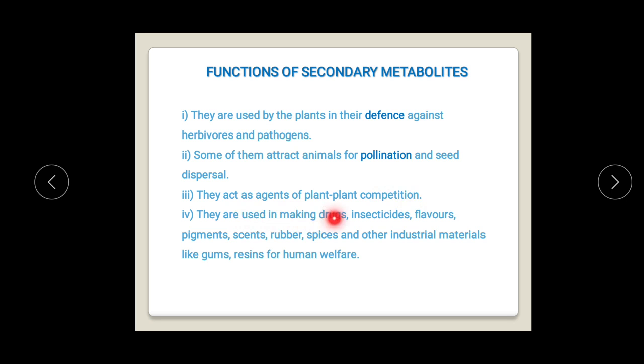They are also used in making drugs, insecticides, flavors, pigments, scents, rubber, spices, and other industrial materials such as gums and resins for human welfare. So that is another important function of secondary metabolites: they are important for human beings.